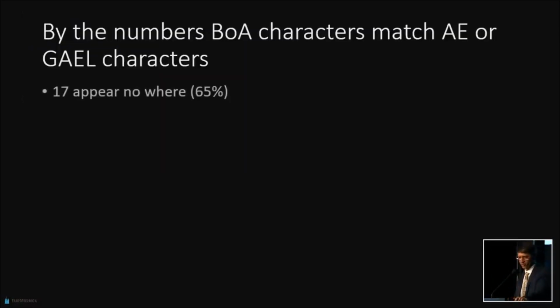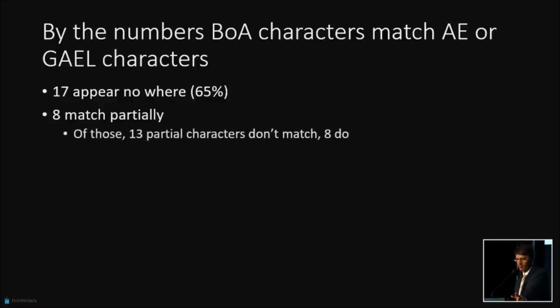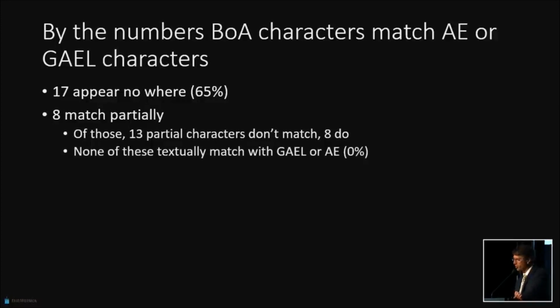Let me then summarize this for you. 17, or 65%, of the characters in the Book of Abraham manuscripts don't appear anywhere at all in the Alphabets and Grammar and so on. So 65% of them appear nowhere. Eight have partial matches. Of those, 13 partial characters don't match, but 8 do. None of those textually match. So there's a 0% textual match.